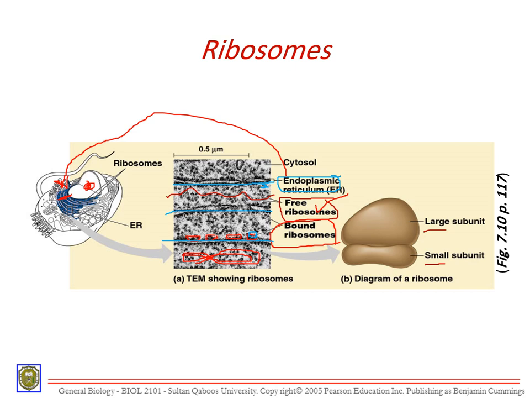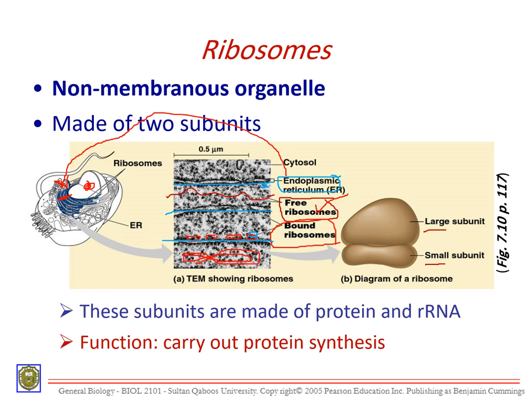Now, the ribosomes are non-membranous organelles. So they are organelles that are not surrounded by a membrane. See, there's no membrane surrounding the ribosome. They're made up of two subunits, the large ribosomal subunit and the small ribosomal subunit. And these subunits are made of proteins and rRNA, as we described in the lecture on translation. The function of the ribosome is to carry out protein synthesis. So the job of ribosomes is to synthesize and make proteins.